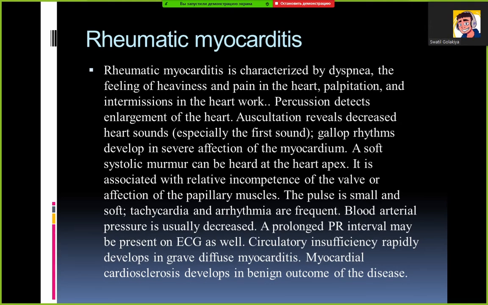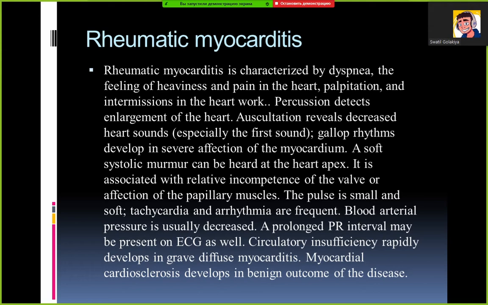The pulse of these patients is small and soft, and there may be tachycardia and arrhythmia. Blood arterial pressure is usually decreased, and on recording of ECG we may detect a prolonged PR or PQ interval. It means the first degree of AV block.